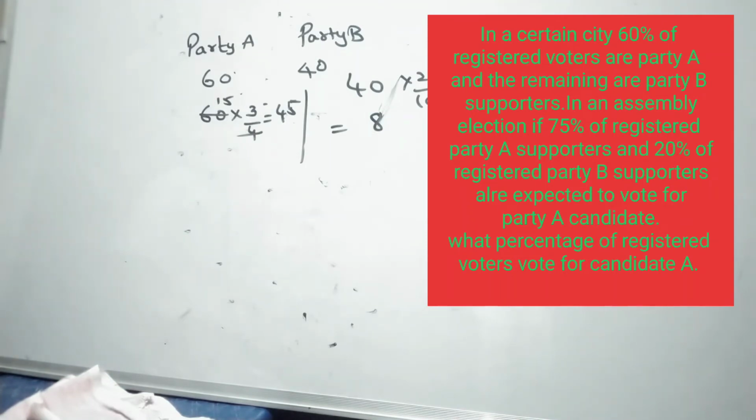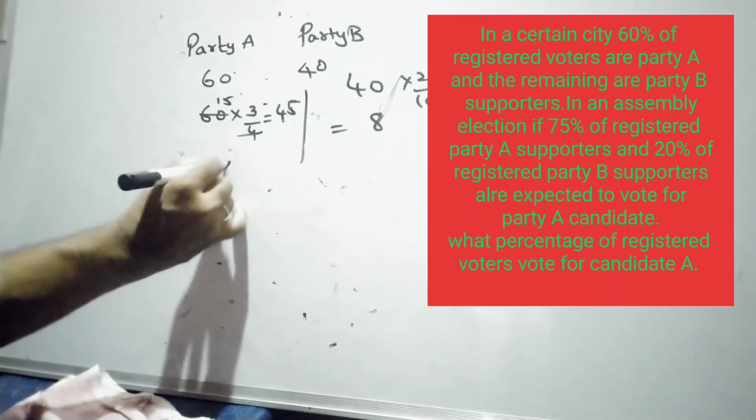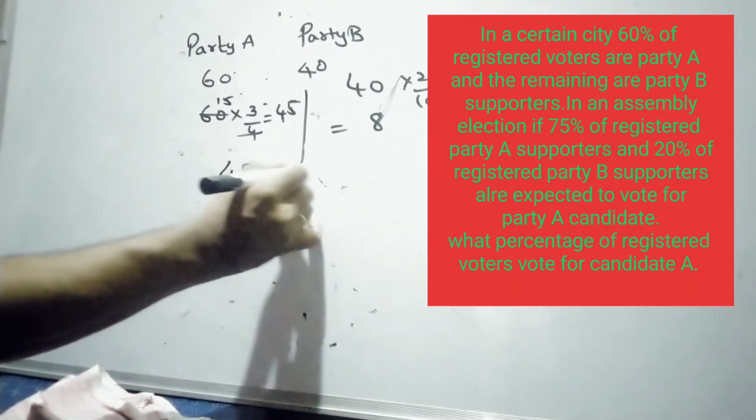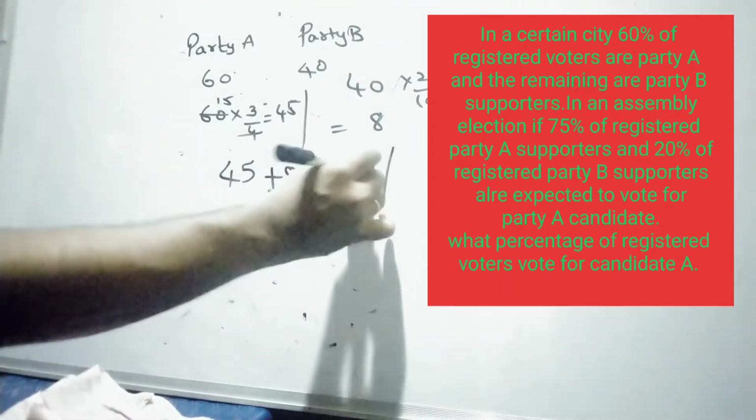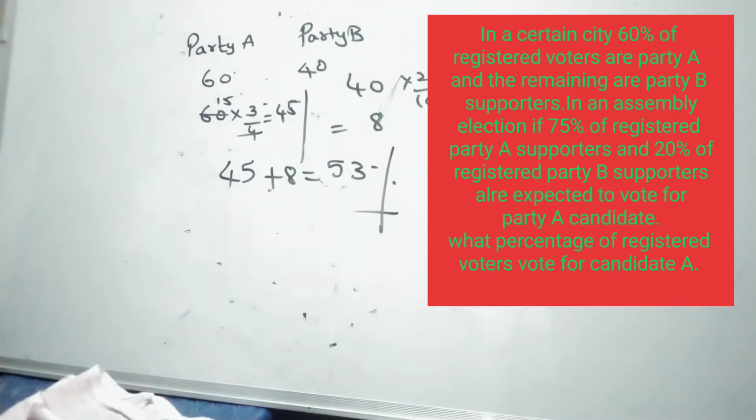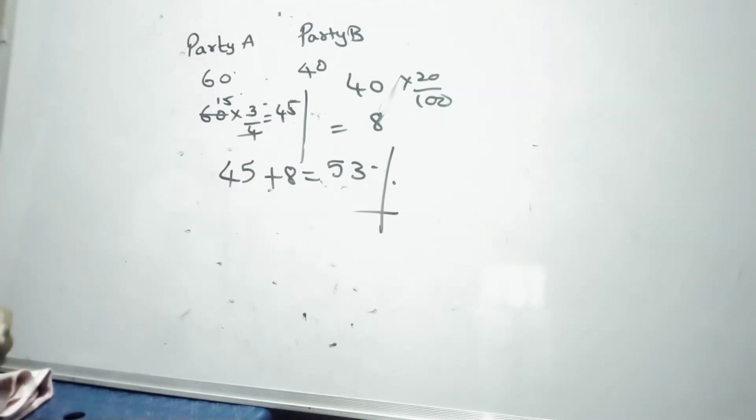So finally, these are the supporters of party B. What percentage of the registered voters are expected to vote for candidate A? For candidate A, how many are going to vote now? So 45 plus 8 is equal to 53, or 53%, because we are taking the total as 100%. So it's nothing but 45 from party A supporters, and from party B supporters it's 8. So 45 plus 8 is 53%.